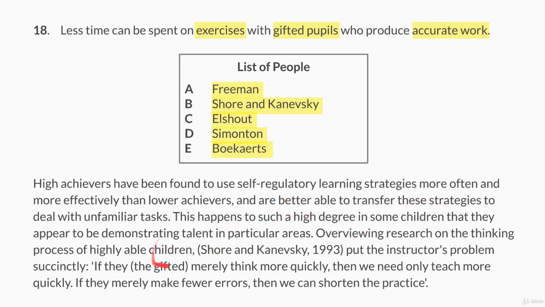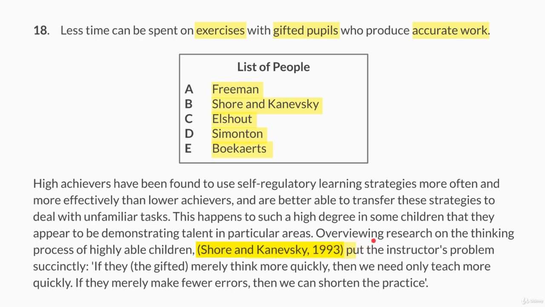So right now I'm scanning and I see here, it says Shore and Konevsky. As soon as I see that keyword, Shore and Konevsky, I already know that this keyword is going to be talking about this option number B. So that's what we are going to be answering first. Now we just have to find out B is the correct answer choice for which question. So we have three questions, 18, 19, and 20. Shore and Konevsky is the correct answer choice for which question? Well, we don't know yet.